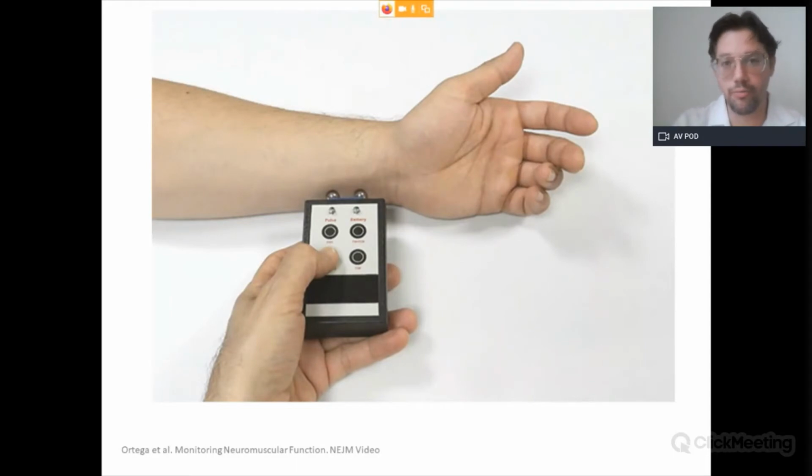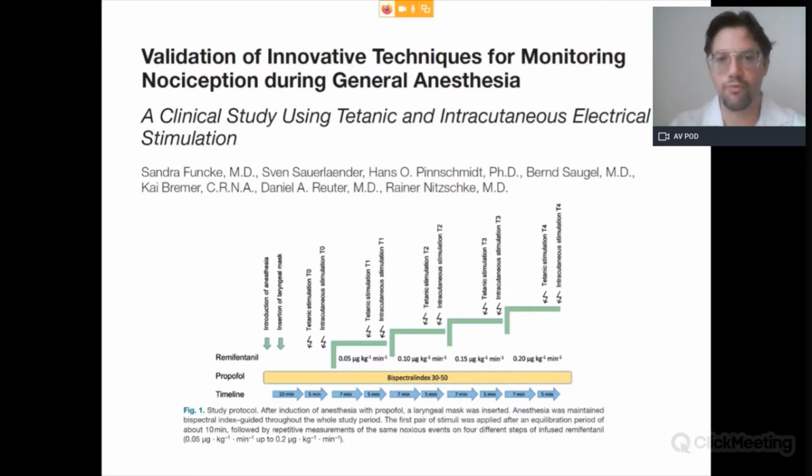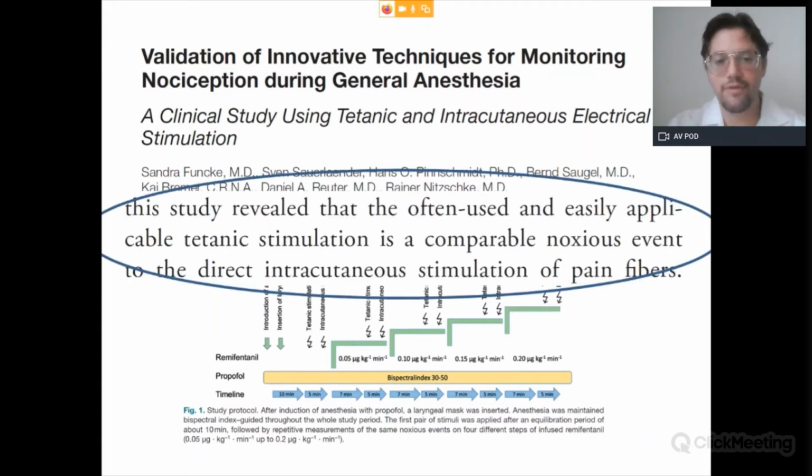Whenever we're not sure if the patient is still paralyzed, we often apply tetanic stimulation. It's not only useful for assessing neuromuscular blockade, it's also been shown time after time to be useful in assessing nociception. And it even corresponds to the direct intracutaneous stimulation of pain fibers. So not only is it safe and readily available, but it is also a good measure of nociception.